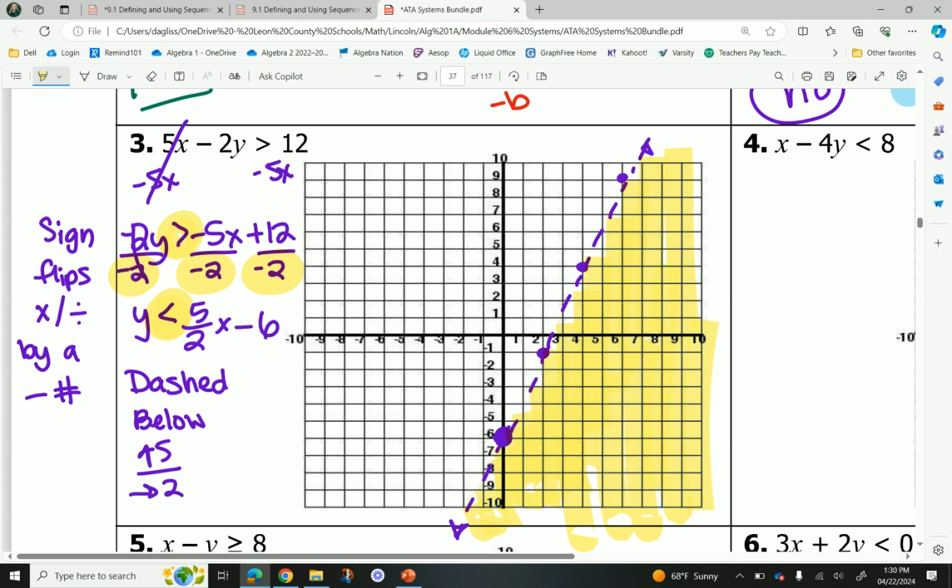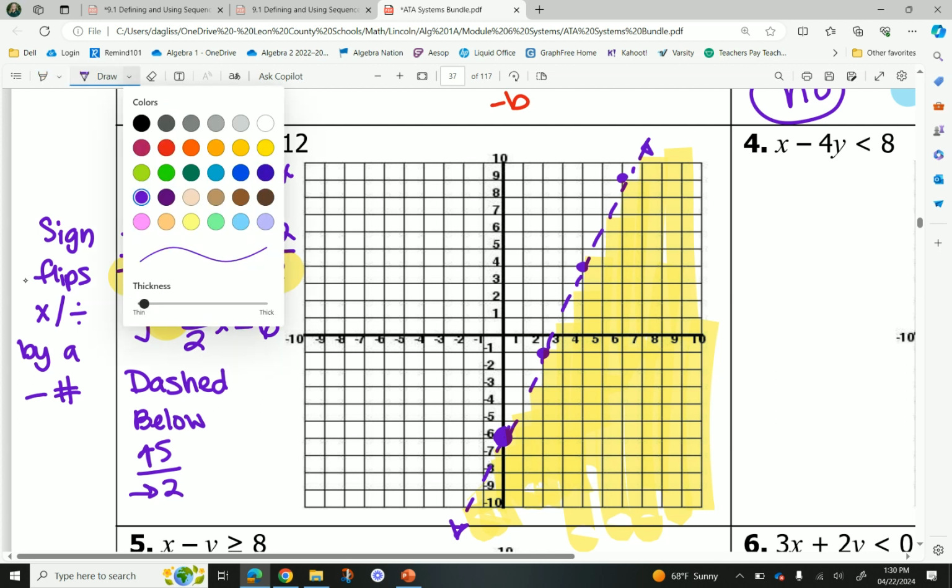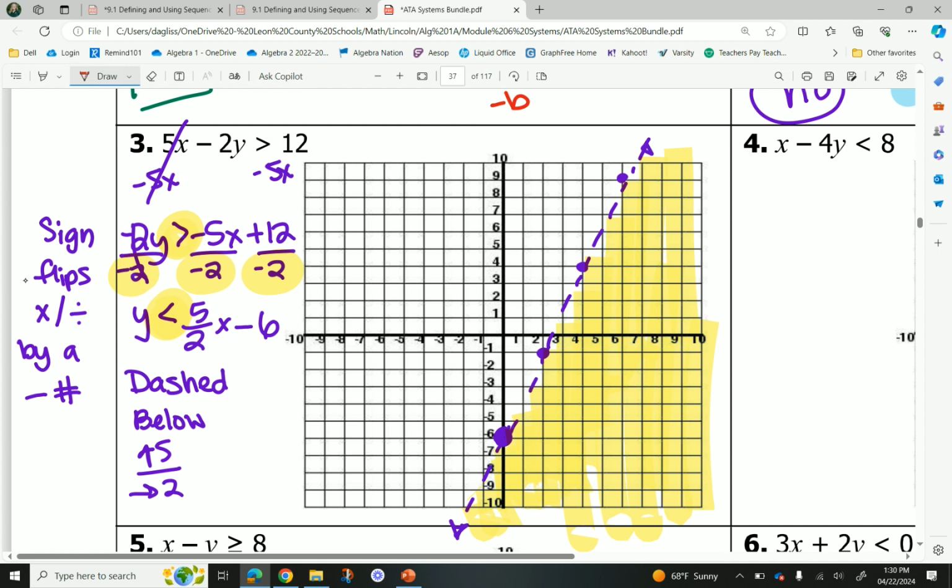If you were to test the origin, you should get something false. You get 5 times 0, which is 0, minus 2 times 0, which is 0. So it ends up being, is 0 greater than 12? No. So that proved that the origin is not in the shaded region. It became 0 minus 0, which is just 0. 0 is not greater than 12, so it's not in the shaded region.